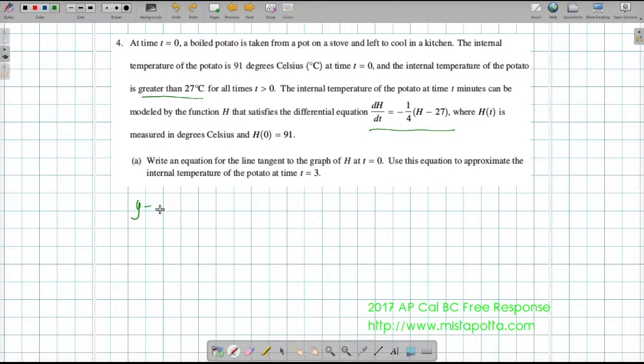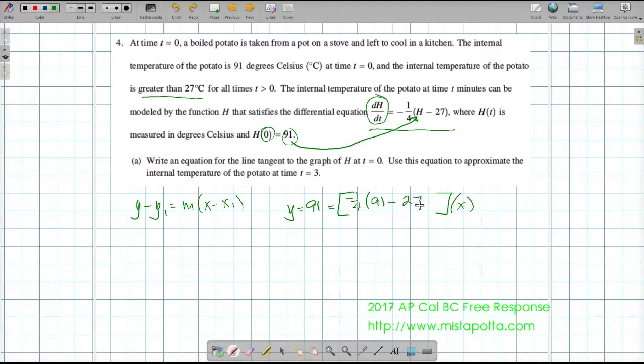Remember that a tangent line can be written in the form y minus y1 equals my slope times x minus x1. And luckily I know what x1 and y1 are. That's going to be the 91. So all I need to do is figure out what this slope is, and I'm good to go. My slope is going to be whatever the derivative is for h, but notice that h is 91. So I end up with negative 1/4 times 91 minus 27.